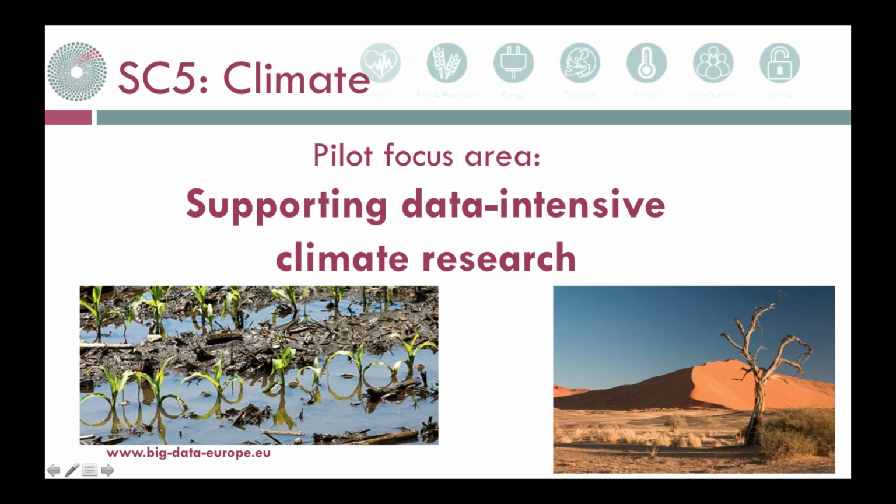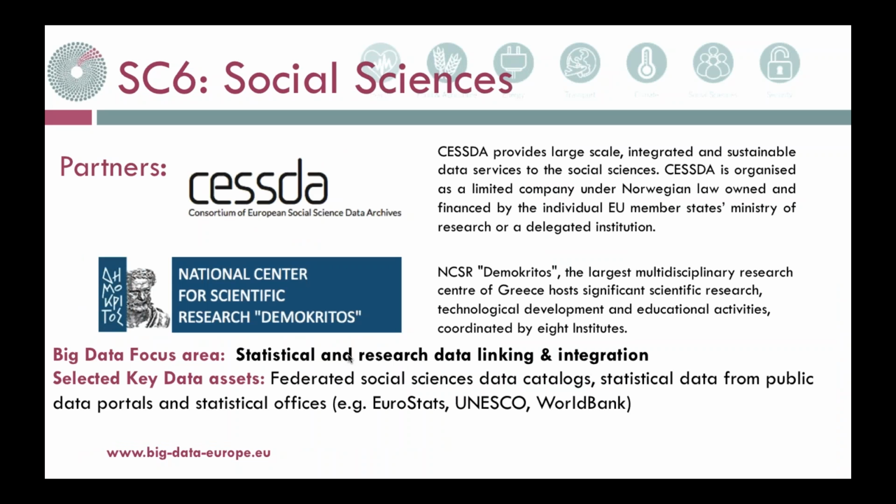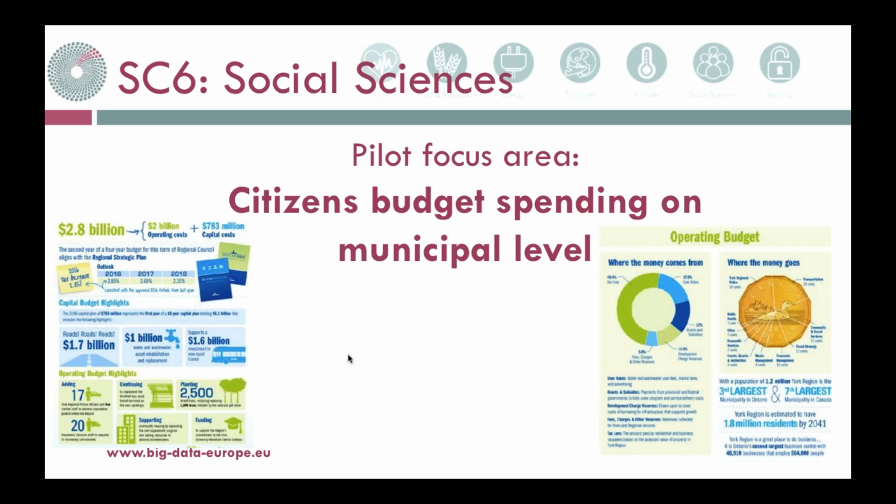Okay, so that's climate. The sixth one is societal social sciences, where we have information from partners at CESTA and Demokritos. And here we focus on budget spending on municipal levels. So we have all kinds of municipalities. They produce spending data in real time or on a daily basis, and it is categorized by various parts. For example, one is environment, another one is security, safety, and so on.